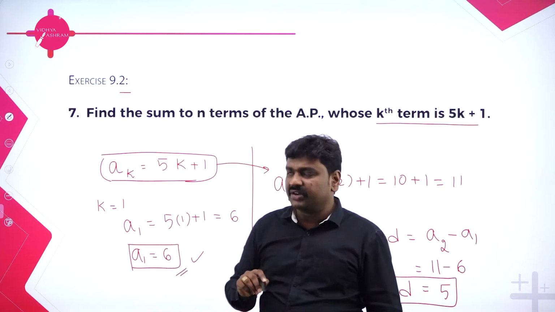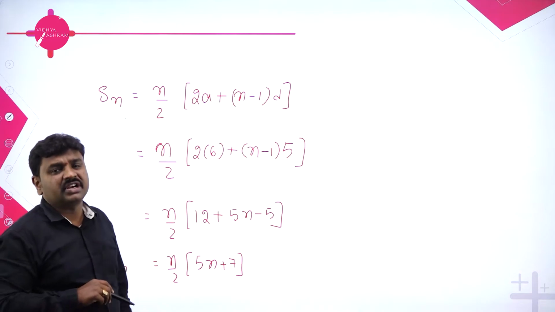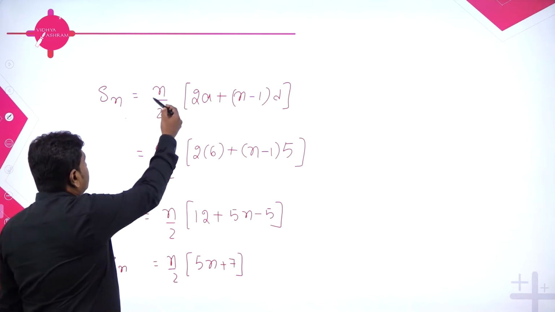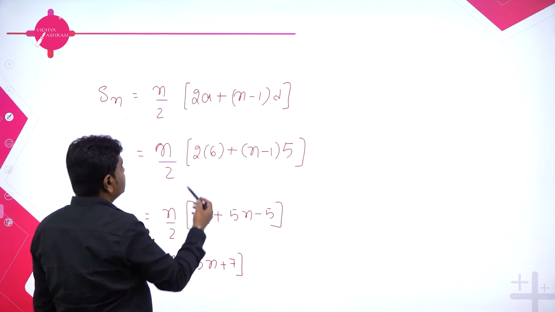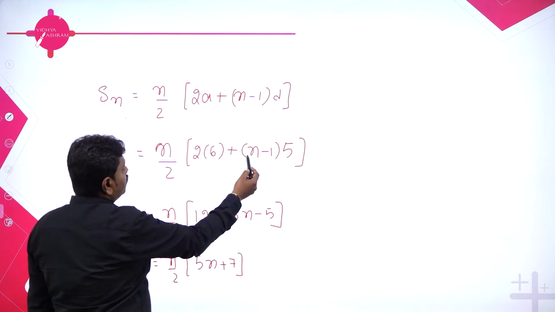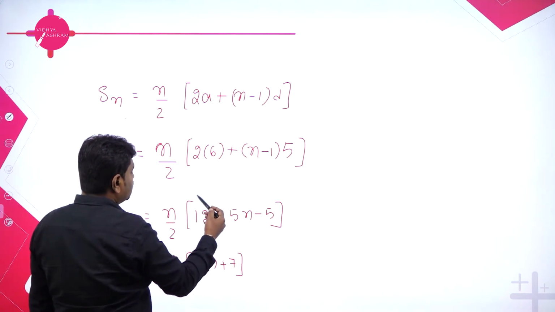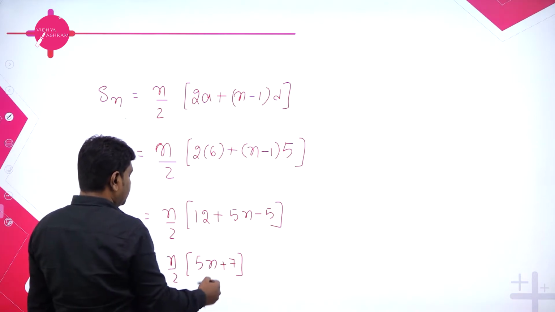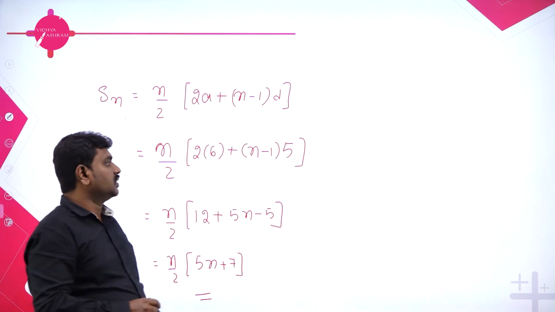Once you know the common difference and the first term, you can use the sum of n terms formula. What is the sum of n terms in AP? Sn is n by 2 into 2a plus n minus 1 into d. Substitute for a. What is a we got? 6. 2 into 6 plus n minus 1 into d. What is d? 5. So it will become 5 into n, 5n minus 5. 12 minus 5 gives you 7. So n by 2 into 5n plus 7 is the sum of n terms.